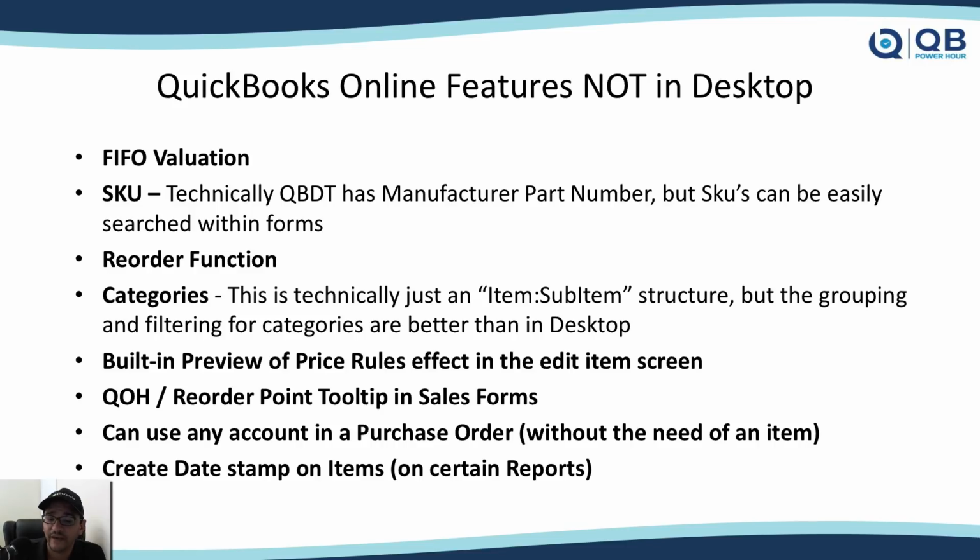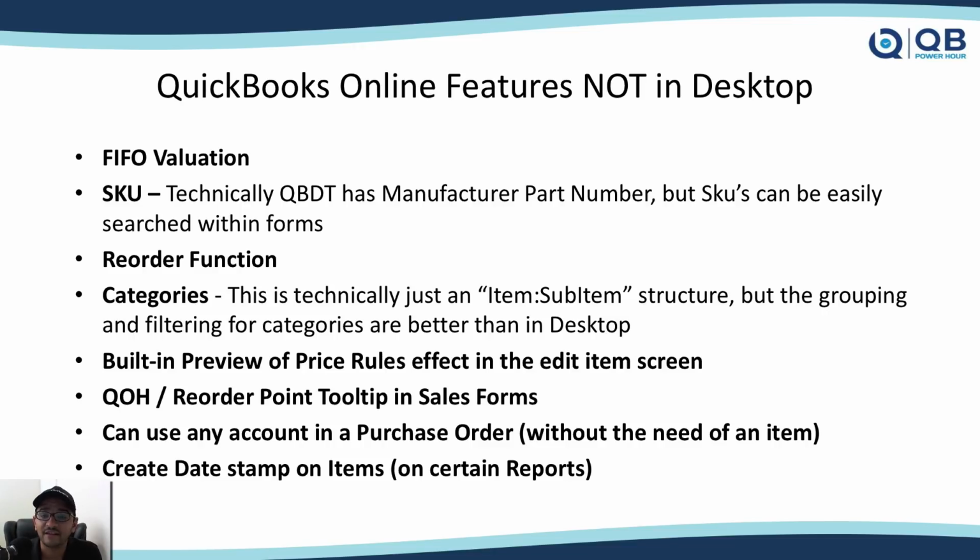We have FIFO valuation. That's, to me, a big deal. I love that feature. You have a box called SKU, which is a new box, something that QuickBooks Desktop doesn't have. Technically, you have manufacturer's part numbers in QuickBooks Desktop, but the SKUs can be searched within forms where manufacturer's part numbers can't. So SKUs are more functional than manufacturer's part numbers, in my opinion.